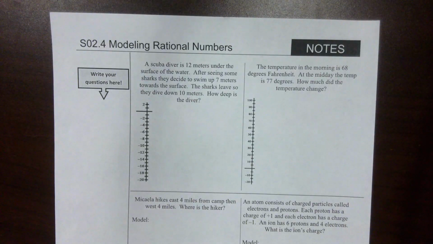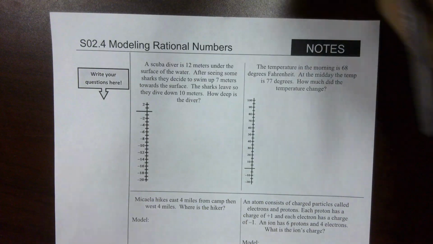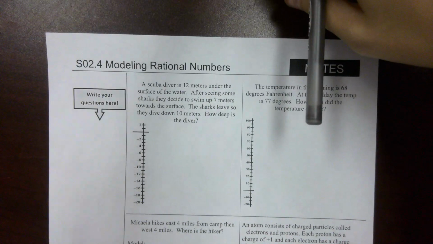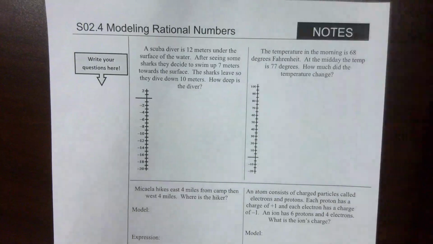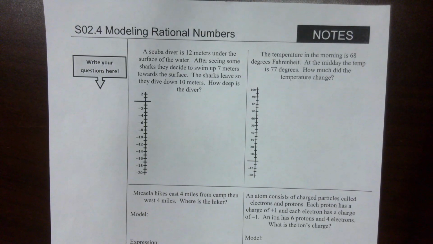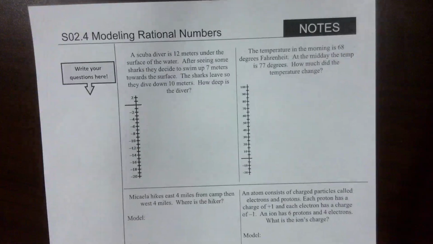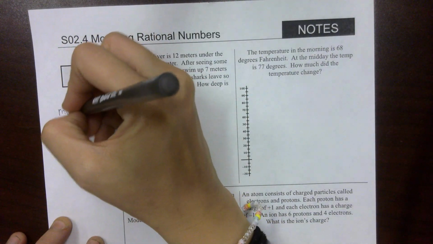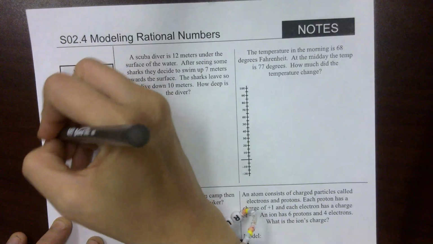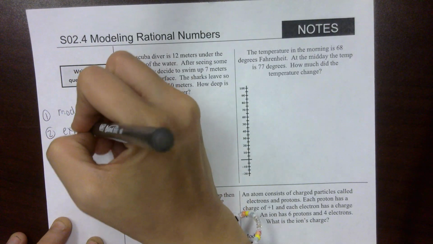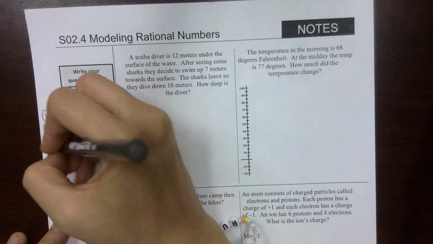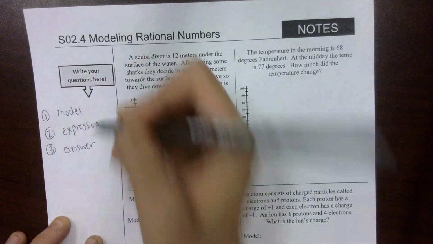The next unit is modeling rational numbers. And this one is not that bad. It's just getting used to having a model, an expression, and an answer. So that is what we want in this. We want model, expression, and answer, or solution, right?